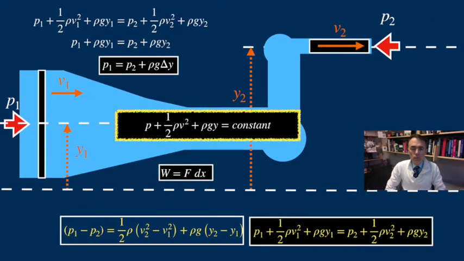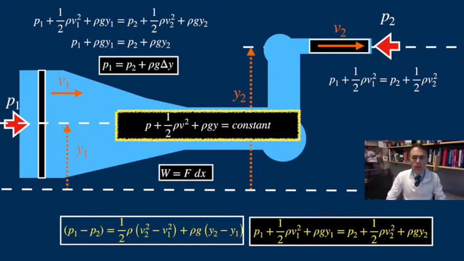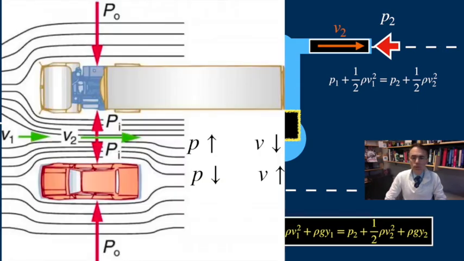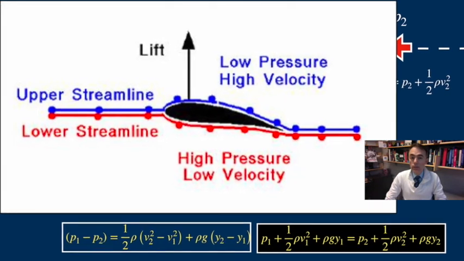From this expression, if you consider a horizontal pipe, the potential energy term cancels. We then see that the higher the velocity, the lower the pressure. So if you create a channel of fast-moving fluid, you are creating a low-pressure channel. The pressure difference can push objects to it.